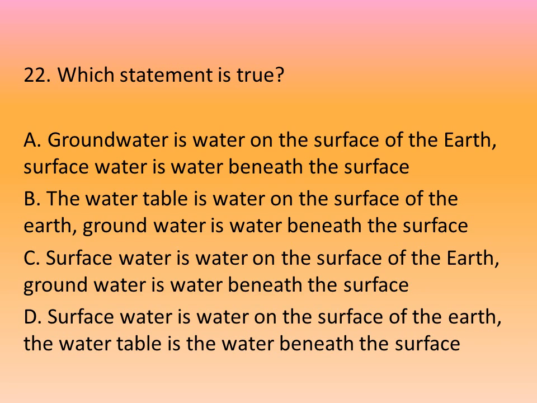Number 22. Which statement is true? A. Groundwater is water on the surface of the earth. Surface water is water beneath the surface. B. The water table is water on the surface of the earth. Groundwater is water beneath the surface. C. Surface water is water on the surface of the earth. Groundwater is water beneath the surface. D. Surface water is water on the surface of the earth. The water table is the water beneath the surface.